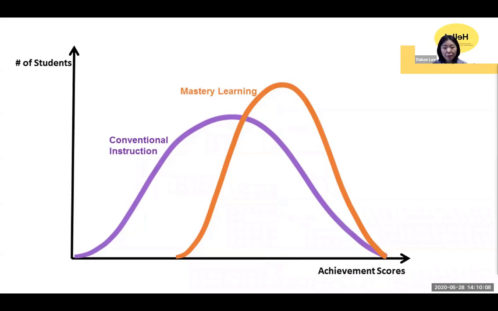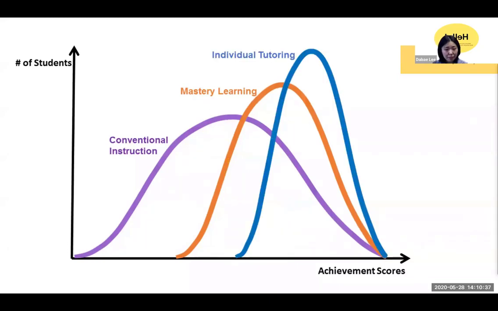Another way to compare them is to compare the average students under these two conditions. This is the average student under conventional instruction, and this is the average student under mastery learning. When you compare them, the average student under mastery learning was about 1 standard deviation above the average of the conventional group, 1 sigma. Finally, the curve even got better under the individual tutoring condition. Given the same proficiency level, now 90% of the individually tutored students attained what was attained by the top 20% of students under conventional instruction. So individual tutoring is most effective, as you can see.